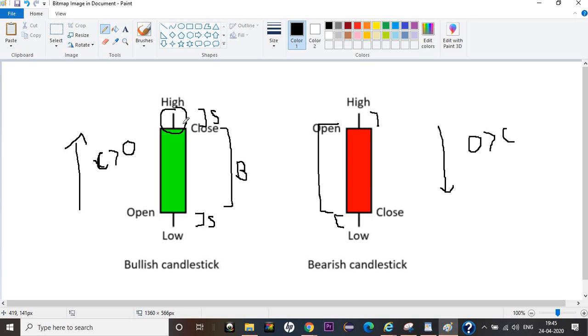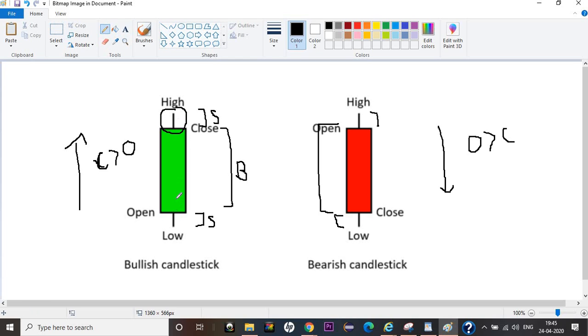So we are going to cover how to read candlesticks and how you can predict what the market is going to do for the next 5 minutes or 10 minutes. I hope I will be able to give you that capability. Okay, so now talking about the shadow, why is it significant? I'll give you one example.